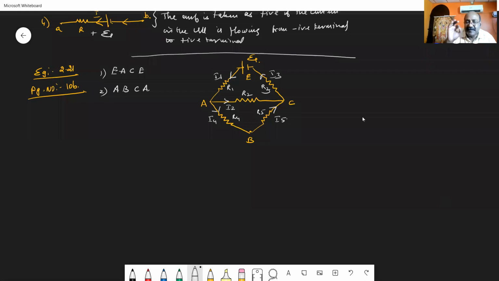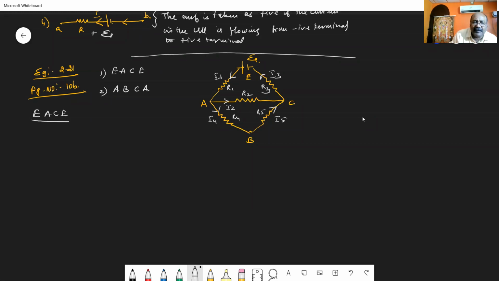See, a circuit is being given as shown in the figure. In this circuit, they have mentioned 2 loops. One of the loops is EACE. Another loop is ABCA. You are asked to apply Kirchhoff's voltage rule, KVR, to these 2 loops.